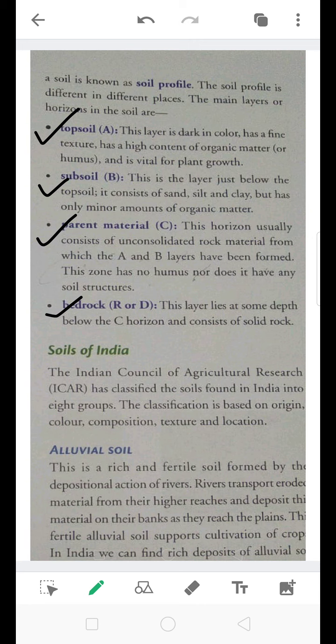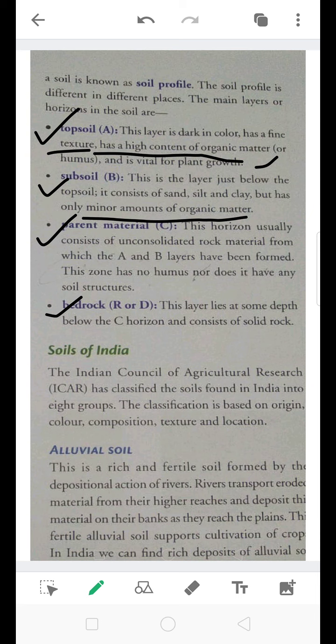Now topsoil, which is the very first one: this layer is dark in color, has a fine texture, has a high content of organic matter, and is vital for plant growth. So topsoil is very important, because without it growth cannot take place. Then we have subsoil. This is the layer just below the topsoil, and it consists of sand, silt, clay, sometimes a sticky material, but has only minor amounts of organic matter. Organic matter is very little in it.